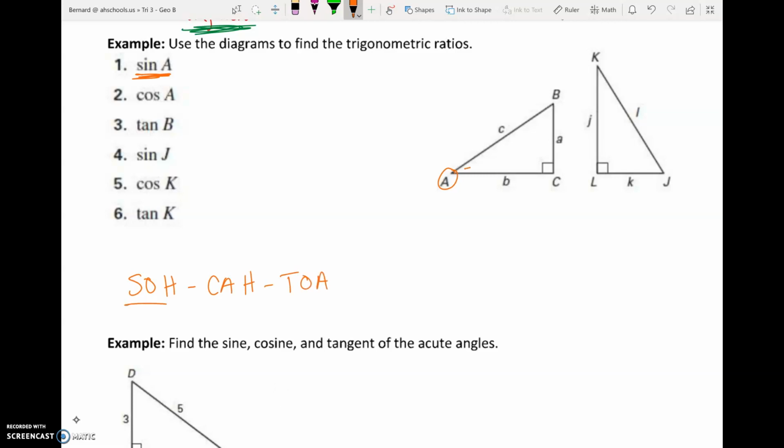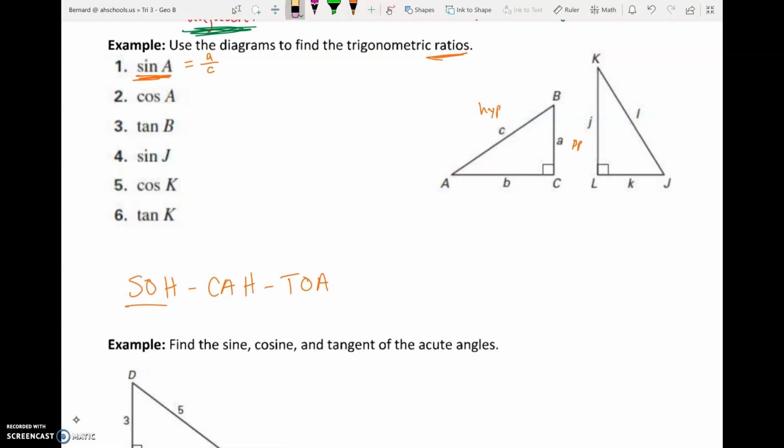So from angle A, opposite would be across. That would be little a. And then our hypotenuse would be across from the 90. That would be little c. So the sine of angle A is opposite divided by hypotenuse. Opposite is A, hypotenuse is C. So I will write A divided by C. And that's it. We're just setting up the trigonometric ratios.